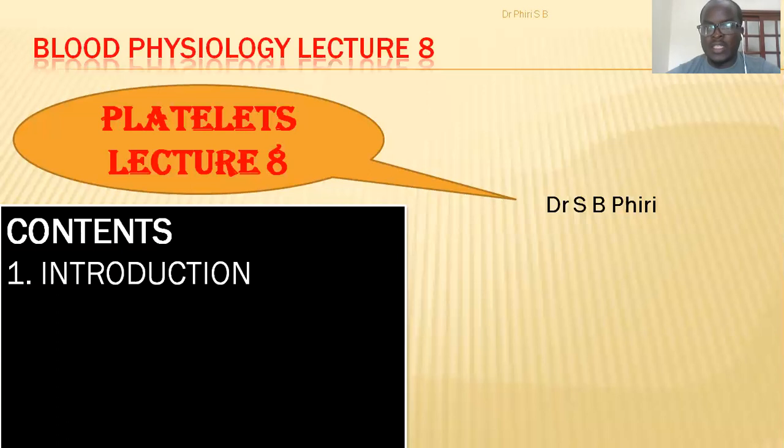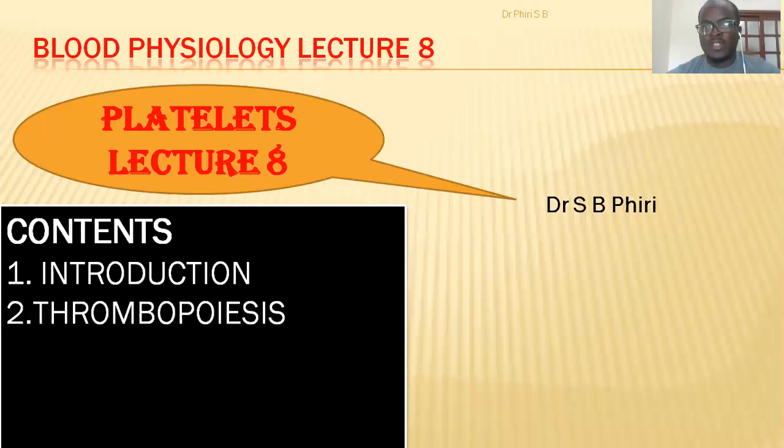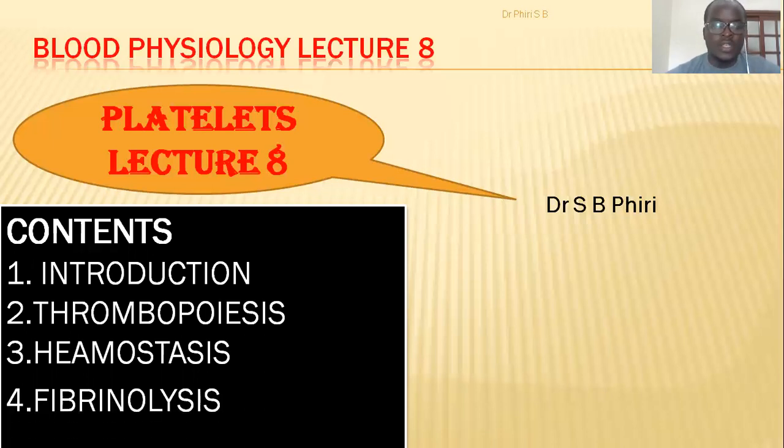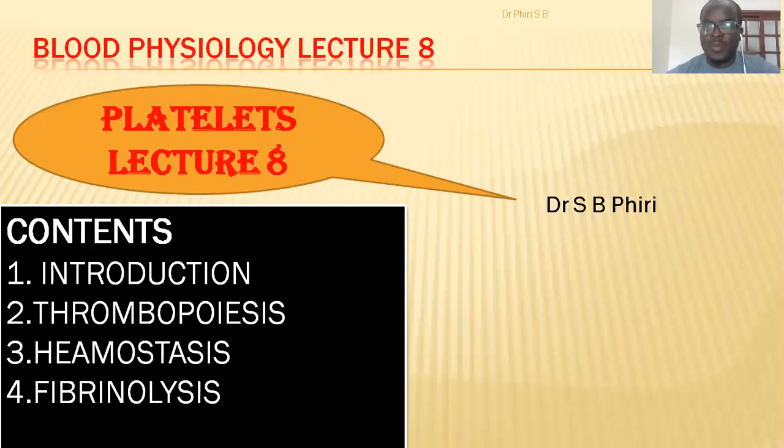In part A of the video, we're going to look at the introduction to platelets, and then we'll discuss thrombopoiesis, which is basically the process in which platelets are formed. Then we are also going to look at hemostasis, which is blood clotting. After blood clotting, we look at other systems capable of getting rid of a clot, so that you don't have a thrombus that can block some blood vessel elsewhere in the cardiovascular system. So we have fibrinolysis that we're going to discuss as well. Then we're also going to look at disorders of platelets.